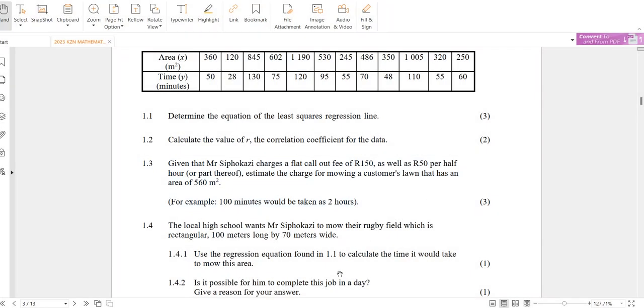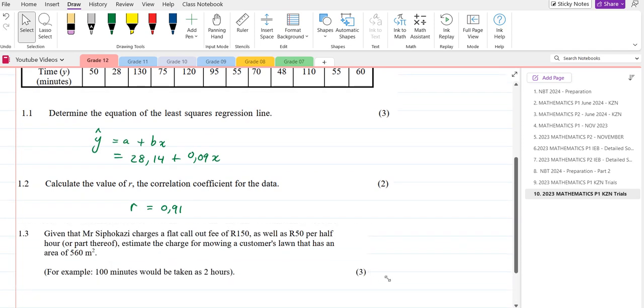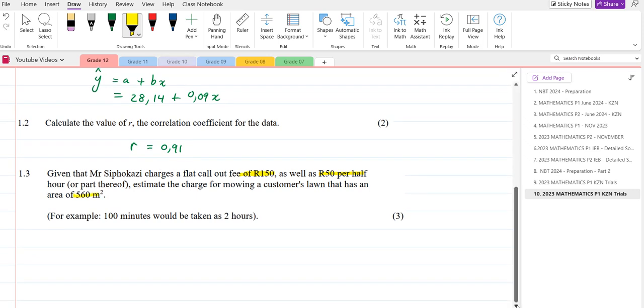Right, so how are we going to solve this? Given that Mr. Sipokazi charges a flat call-out fee of 150 rands, so that's basically his fixed cost. You have to pay this, as well as 50 rands per half an hour or part thereof. Estimate the charge for mowing a customer's lawn that has an area of 560 meters squared. Right, so you're going to put this value into x because x represents the area.